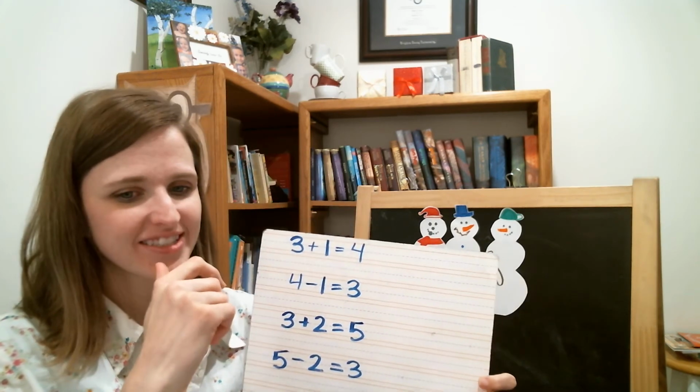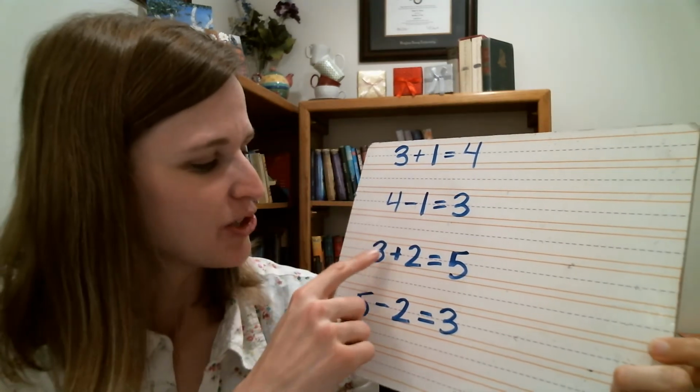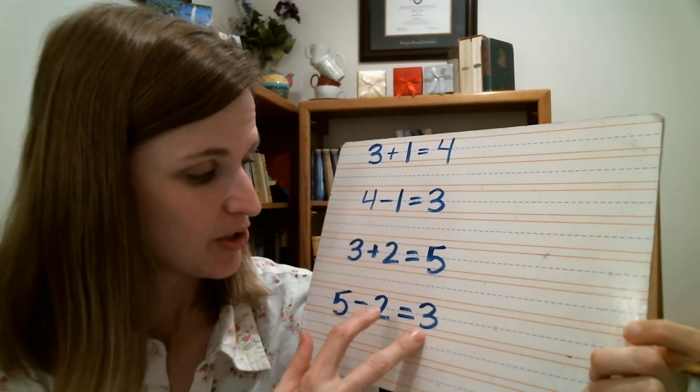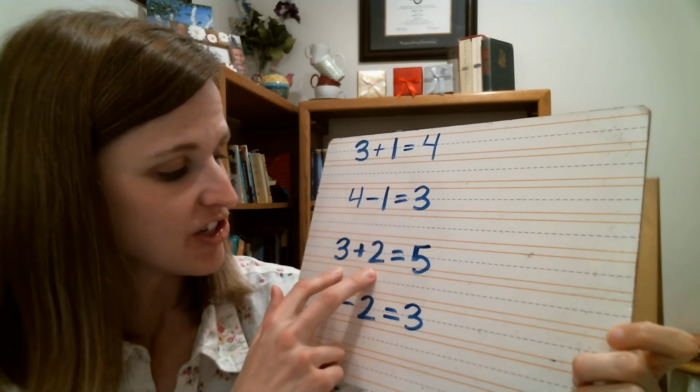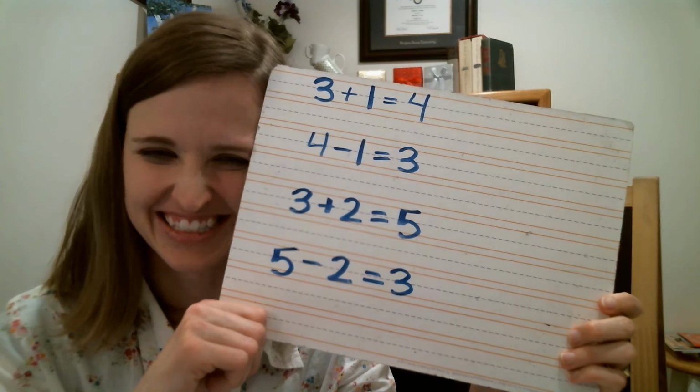Or did you use this related fact? We have 2 parts and a whole. And in subtraction, we start with the whole and the 2 parts. 3 and 2, 2 and 3. These are the parts. Awesome.